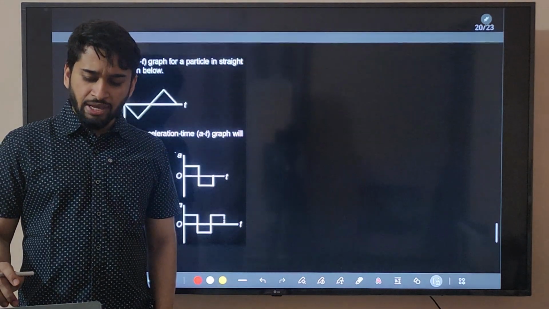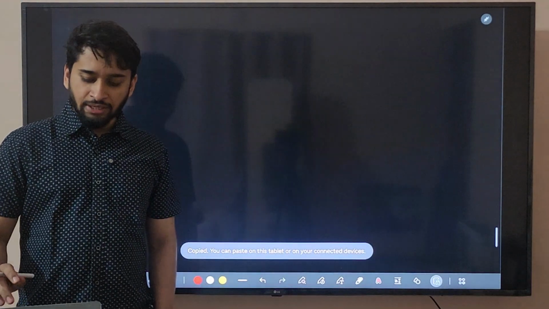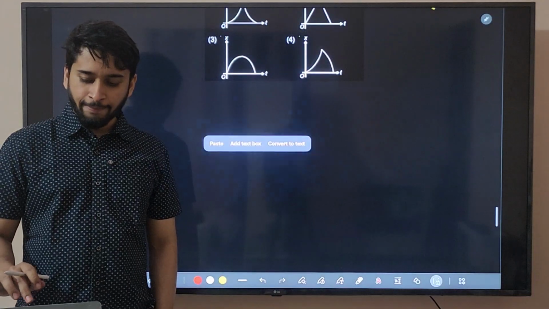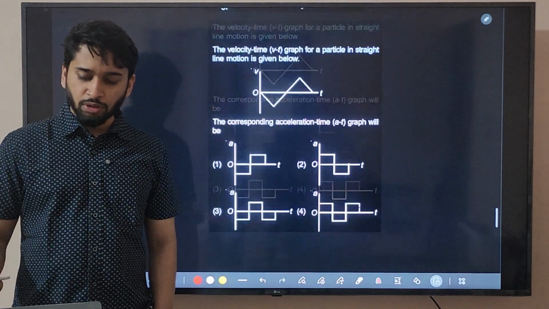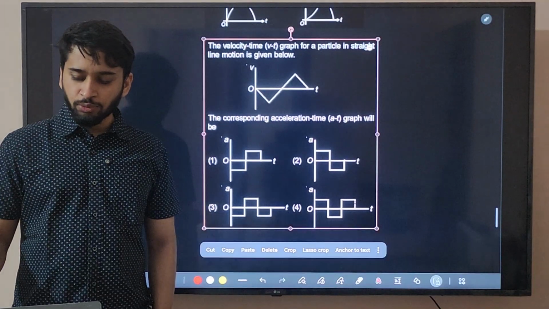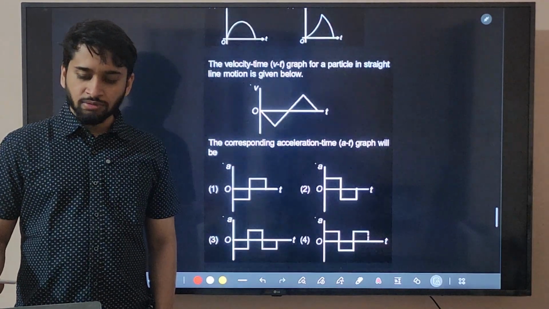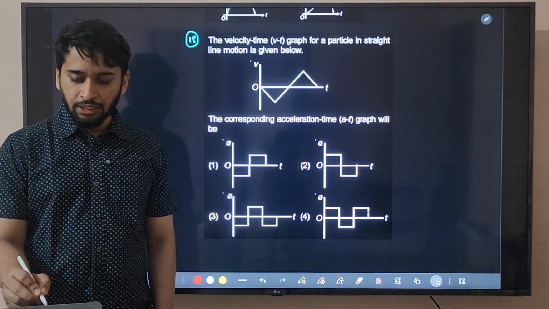Right. So now we have one last question. Those are a different type of question, so I'll explain later. This is based on conversion of graphs. So you also get questions where you might have to convert from one graph to a different type of graph. So this was 17. Next we have question number 18.